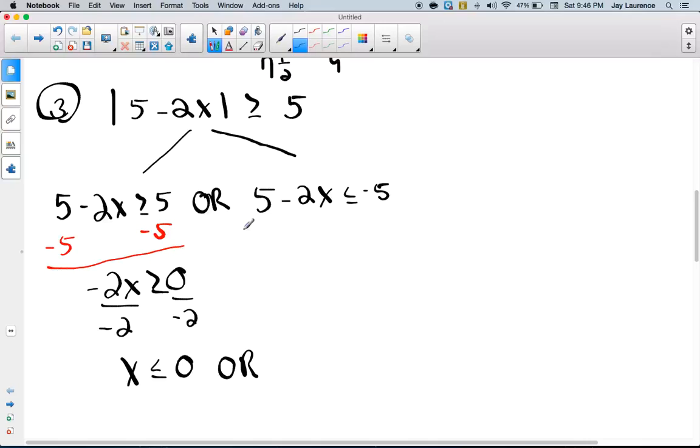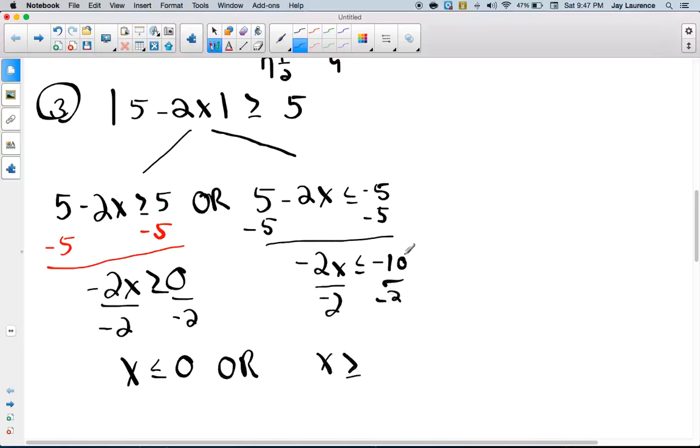Now I got to come over here and I'm going to subtract 5 from both sides. Okay, I'm going to get negative 2x less than or equal to negative 10. And again, on the test, use a calculator. Don't get that wrong. Don't write, oh, that's 0, they cancel out. No, they do not cancel out. These cancel out. Divide by negative 2. I'm going to get x. The inequality is going to flip. And negative 10 divided by negative 2 is going to be positive 5. So my solution is x is less than or equal to 0, or x is greater than or equal to 5. So there's my first part.